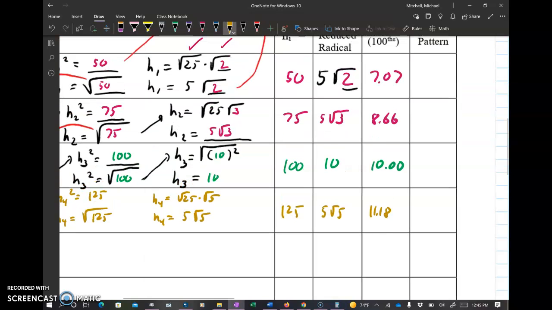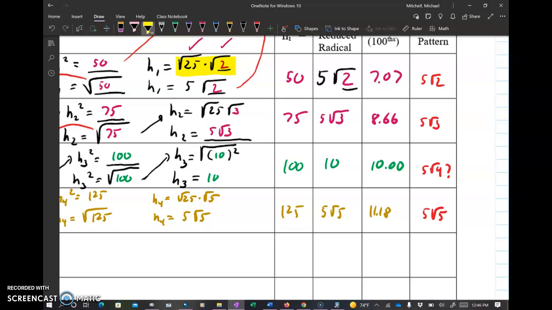But you know what? 5 root 2, 5 root 3, 5 root 5. It looks like I should see a pattern here. I can see my 5 root 2, my 5 root 3, my 5 root 5. It seems like this should be 5 root 4. But it's simplified. But let's take a look at this right here.